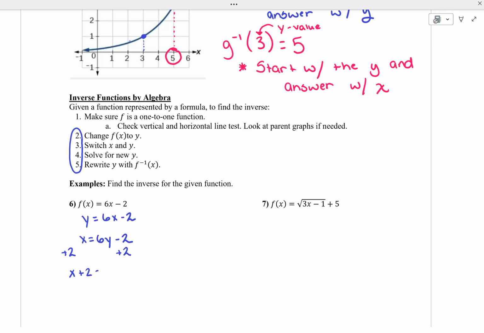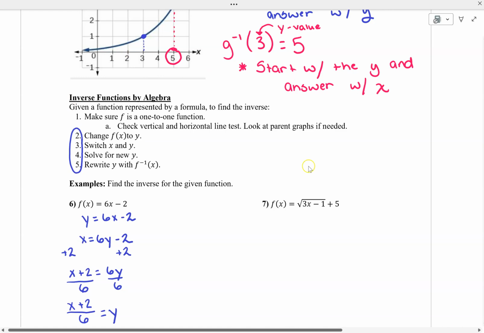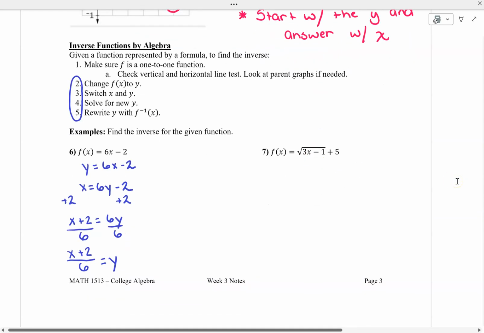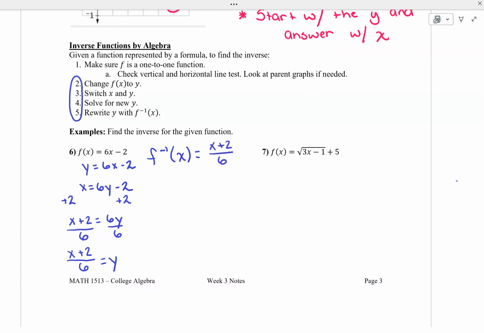So x plus 2 equals 6y. And then I would need to divide by 6. Okay, so x plus 2 over 6 equals y. And then the last thing that it wants us to do is to rewrite it. So inverse function of x, x plus 2 over 6. Now, something else here, if you wanted to, I'm going to squeeze it right here.